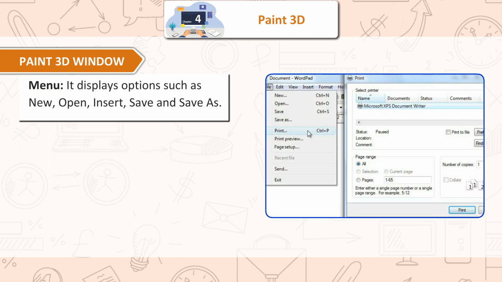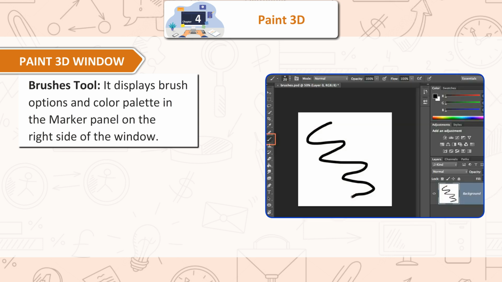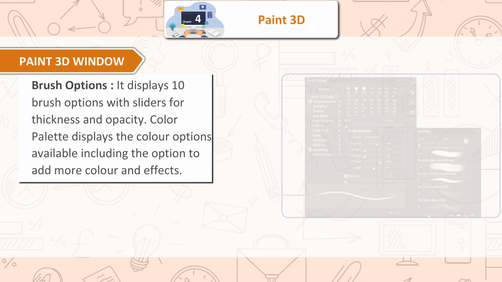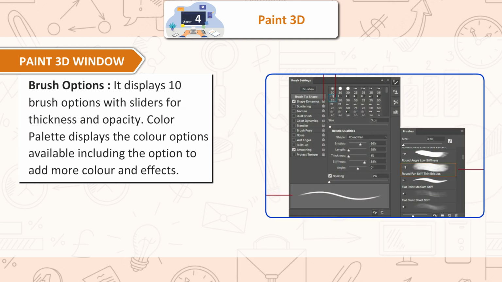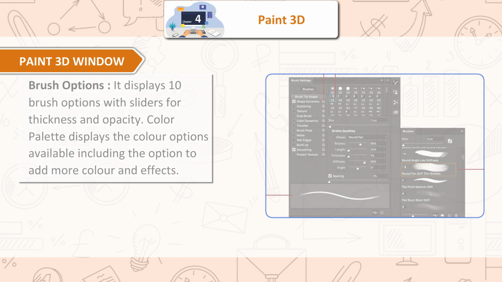Menu. It displays options such as New, Open, Insert, Save, and Save As. Brushes tool. It displays brush options and color palette in the marker panel on the right side of the window. Brush options. It displays 10 brush options with sliders for thickness and opacity. Color palette displays the color options available, including the option to add more color and effects.